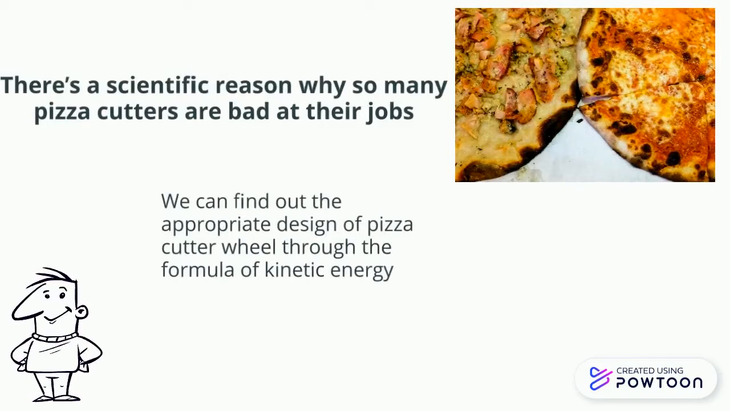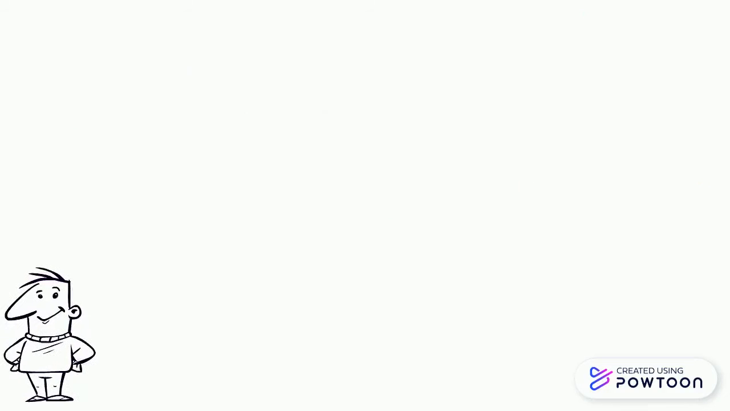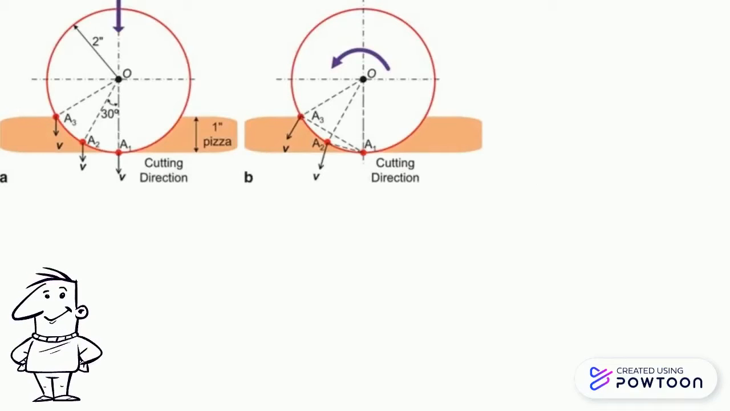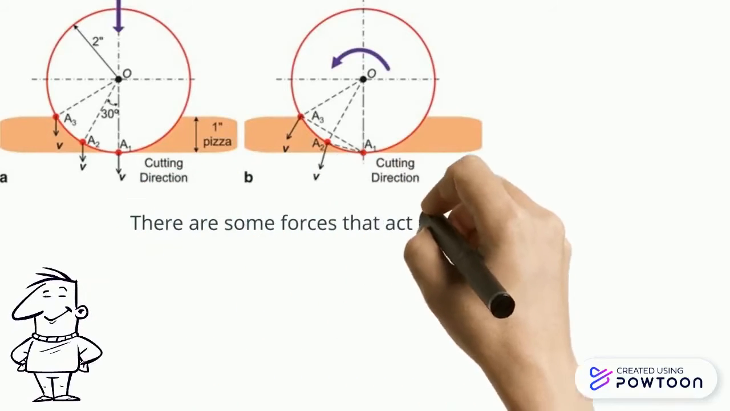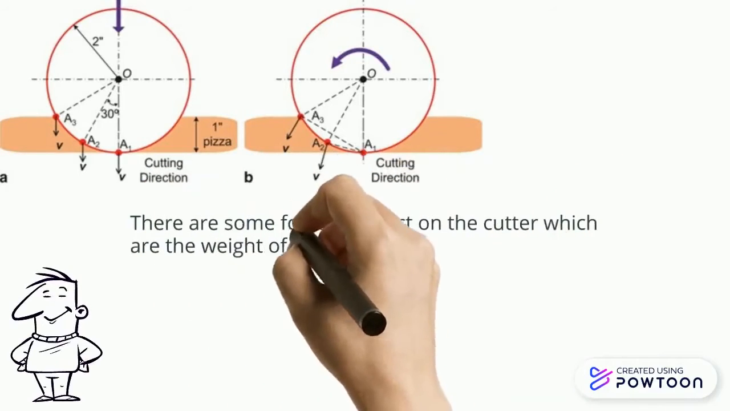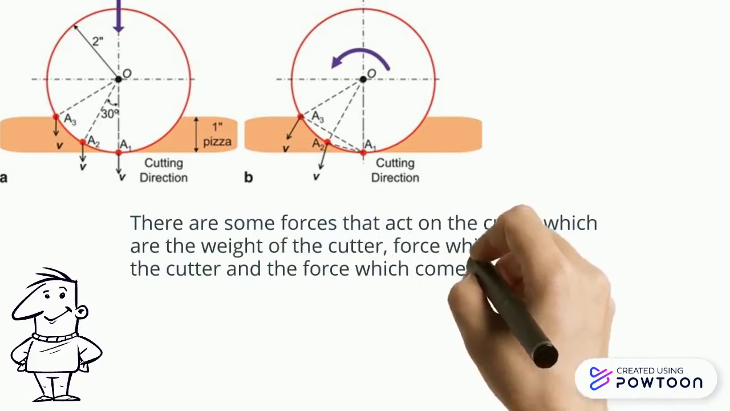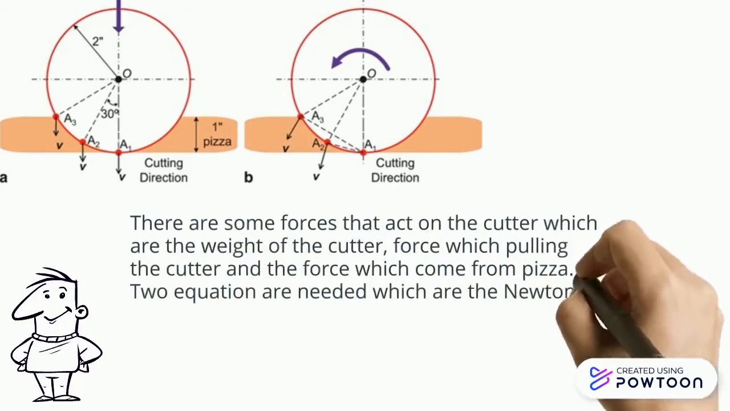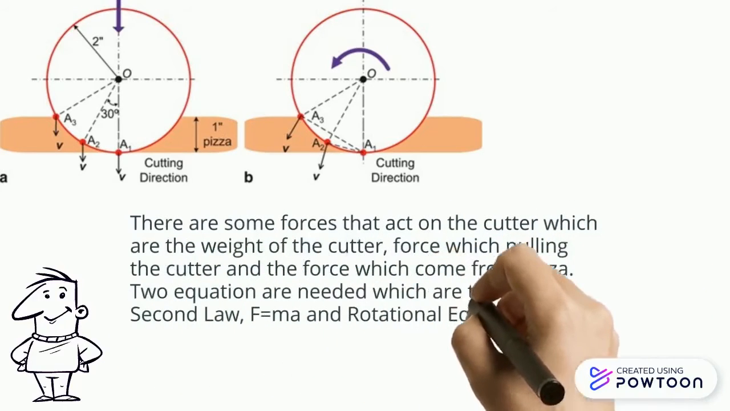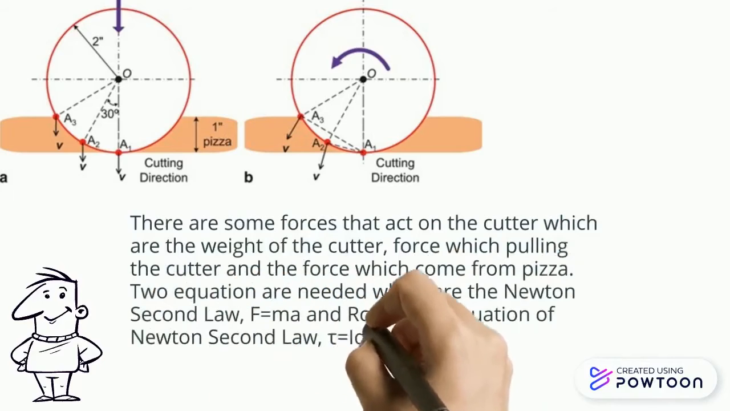We can find out the appropriate design of the pizza cutter wheel through the formula. Here is the free body diagram of the pizza cutter wheel. There are some forces that act on the cutter, which are the weight of the cutter, the force which is pulling the cutter, and the force which comes from the pizza. Two equations are needed, which are Newton's second law and the rotational equation of Newton's second law.